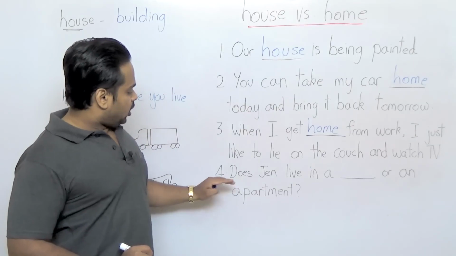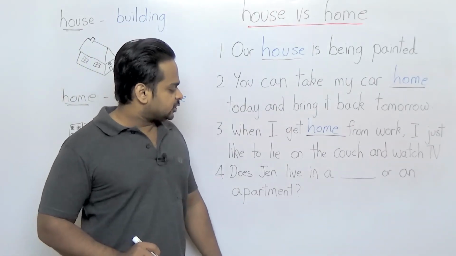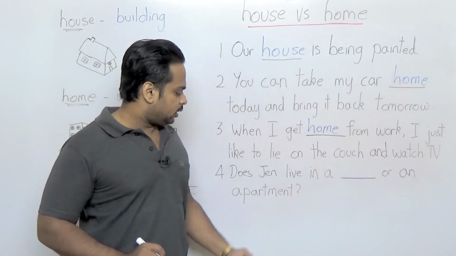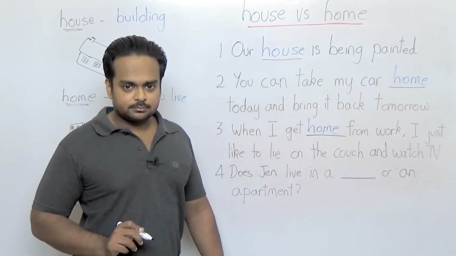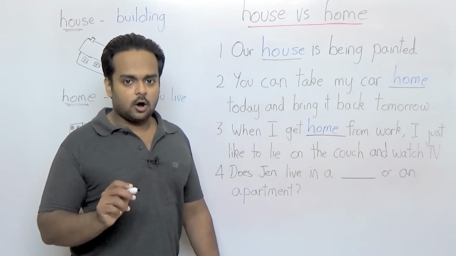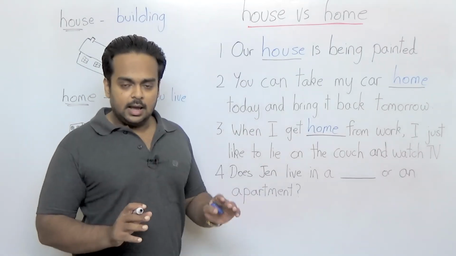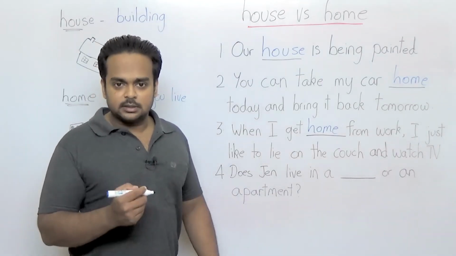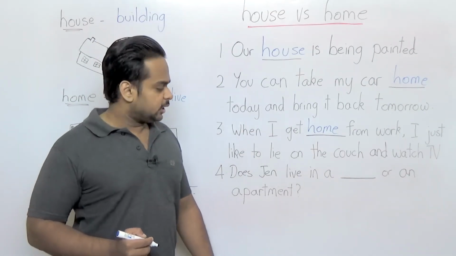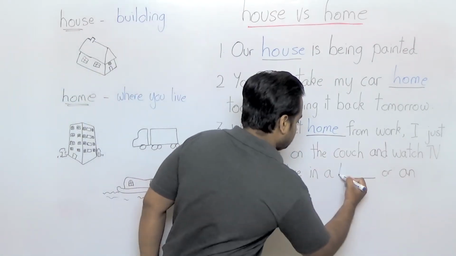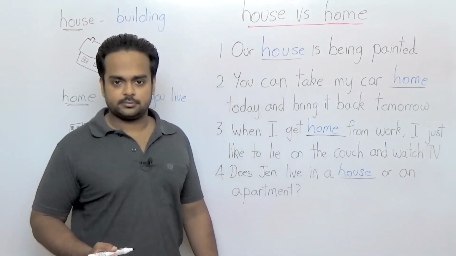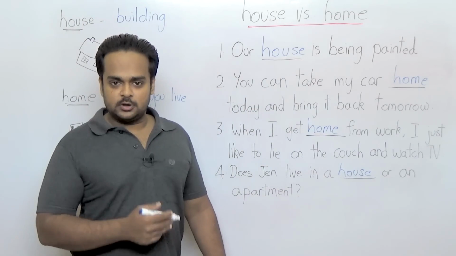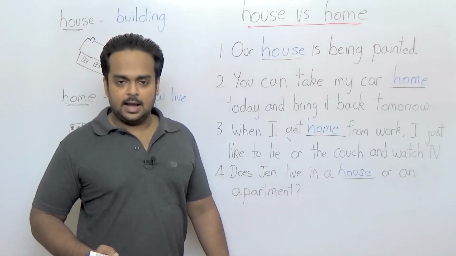All right. And in the last example, does Jen live in an ___ or an apartment? In this case, we are talking about the building, and here we're talking about the type of building in which Jen lives. So does Jen live in a house or an apartment?